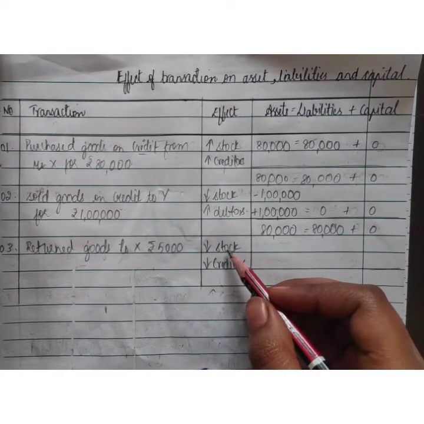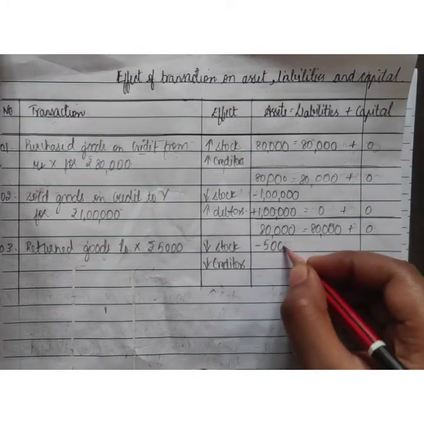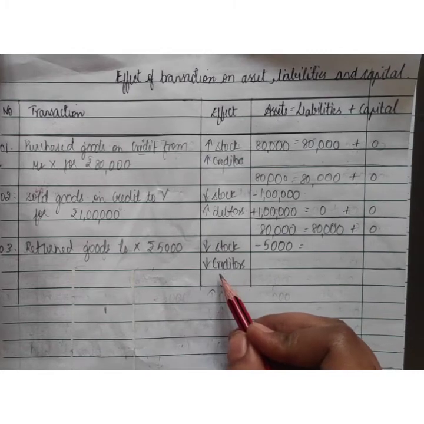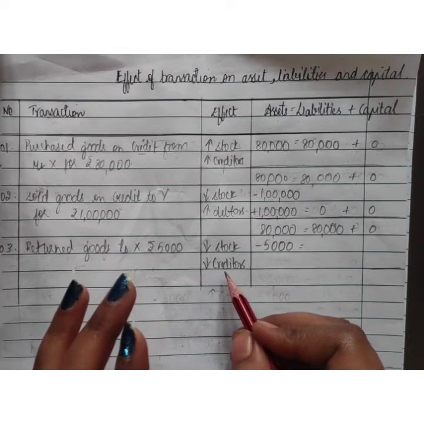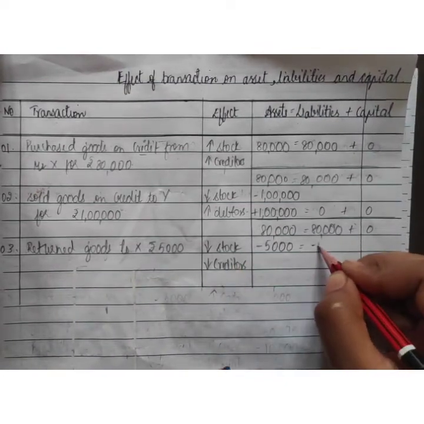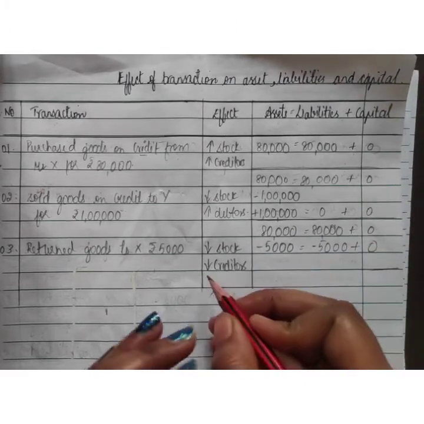Stock comes under what? Stock comes under assets. There is a decrease, so I will write minus 5,000 is equal to, there is a decrease in creditors. Creditors come under liabilities, right? We have to pay them. So there is a decrease, so it is minus 5,000. So minus 5,000 plus 0. Why minus 5,000? Because there is a decrease.